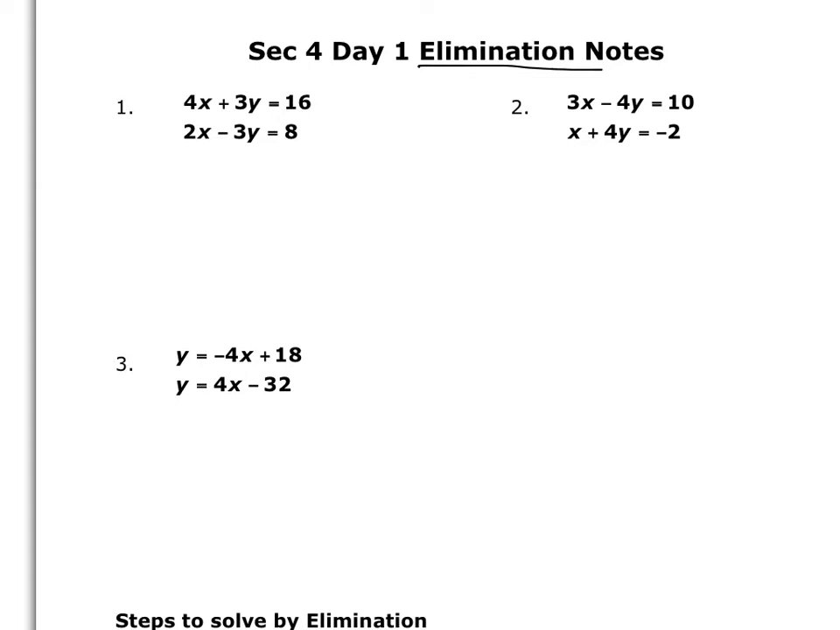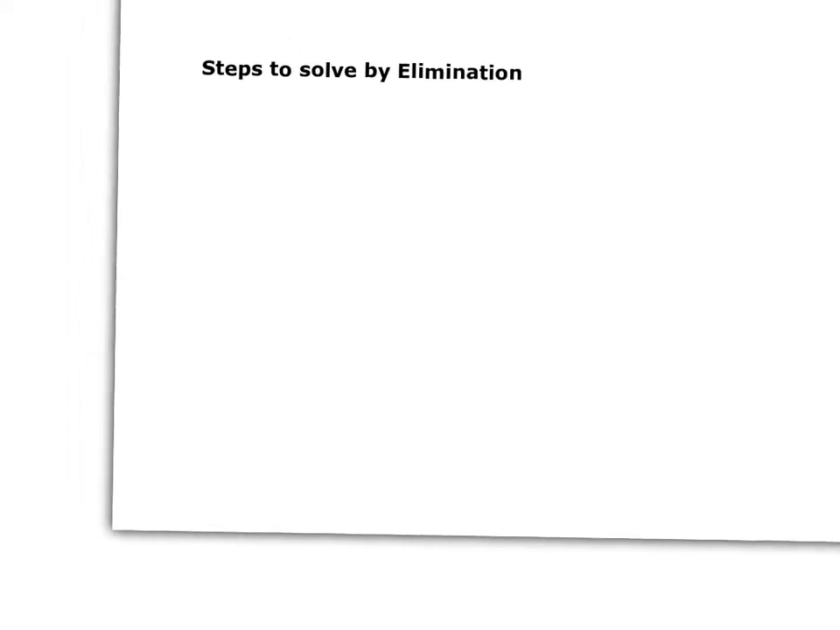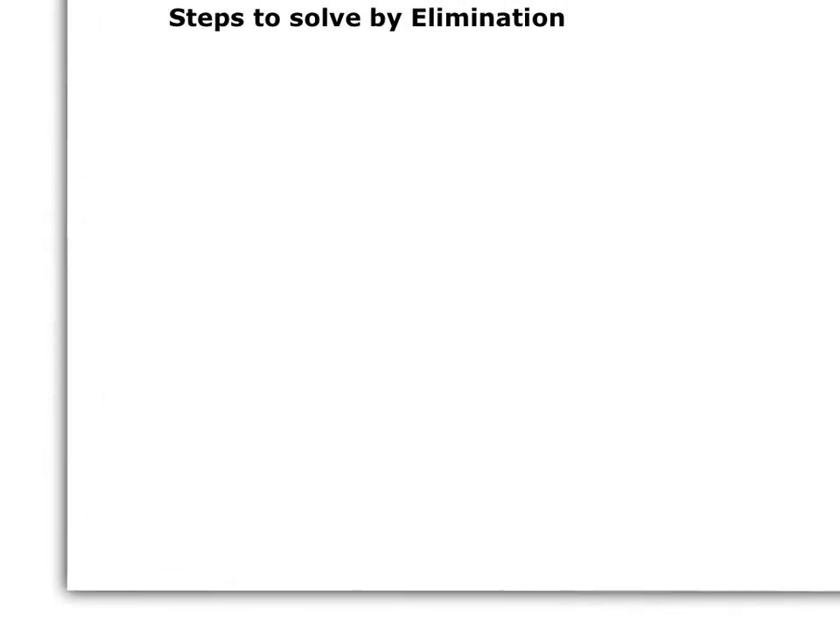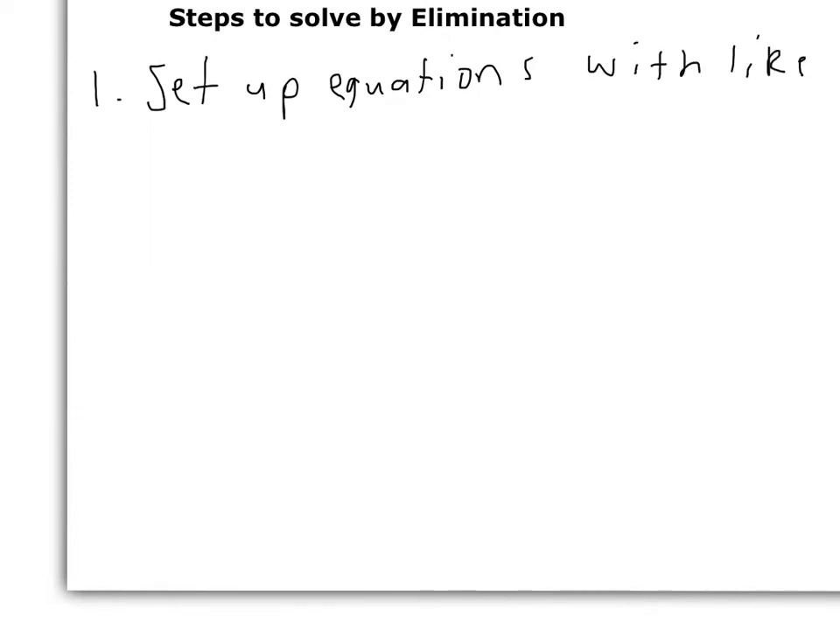Now there are 5 steps to solving by elimination. Go ahead and skip down to the bottom here and let's write down these 5 steps. Step 1 is to set up equations with like terms in columns. We'll go over that in a little bit.